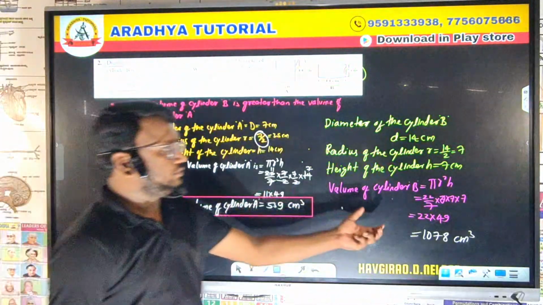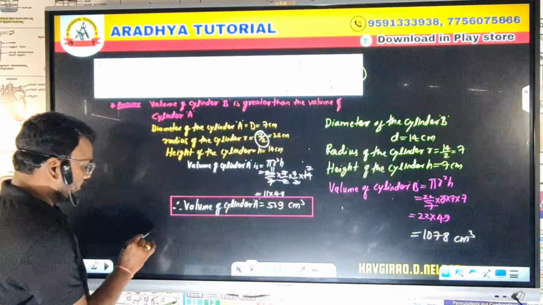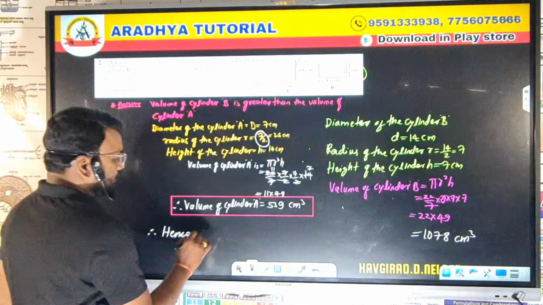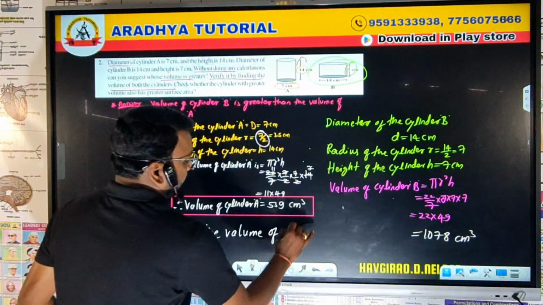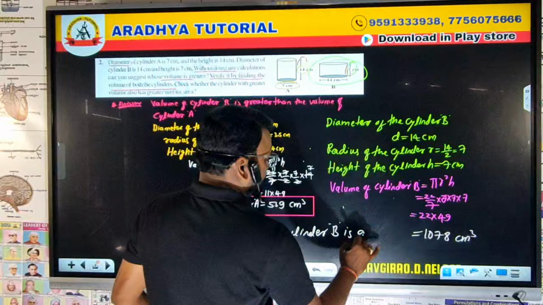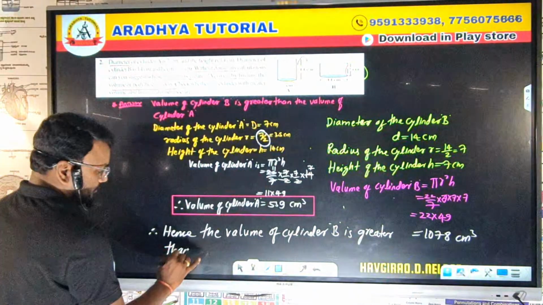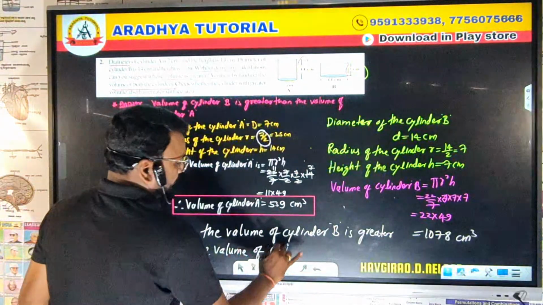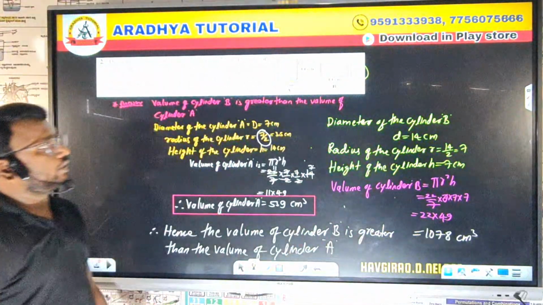If we compare these two, what happens? The volume of cylinder B is greater than the volume of A. Therefore, hence the volume of cylinder B is greater than the volume of cylinder A. In these two, volume of cylinder B is greater.